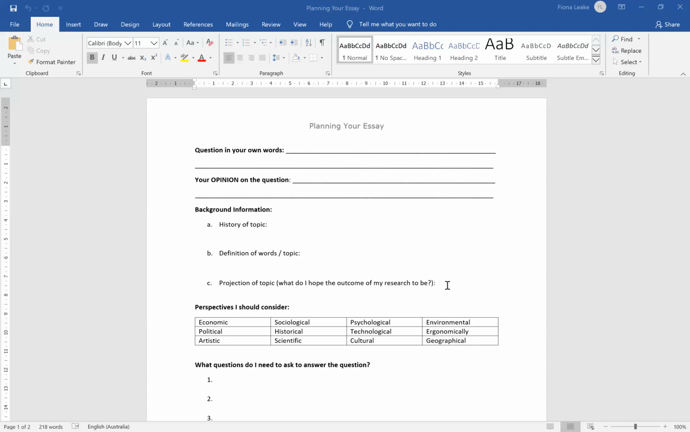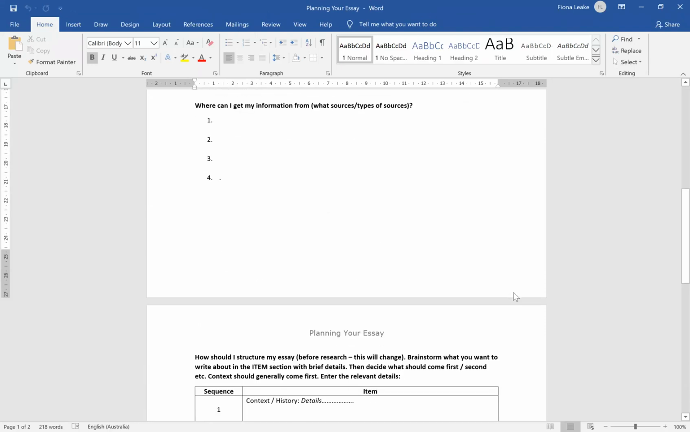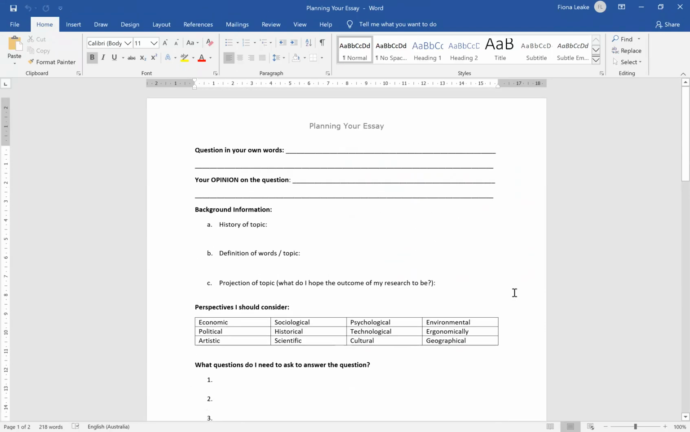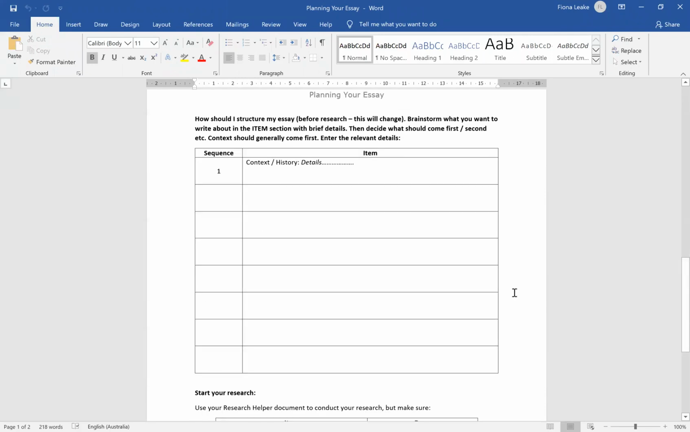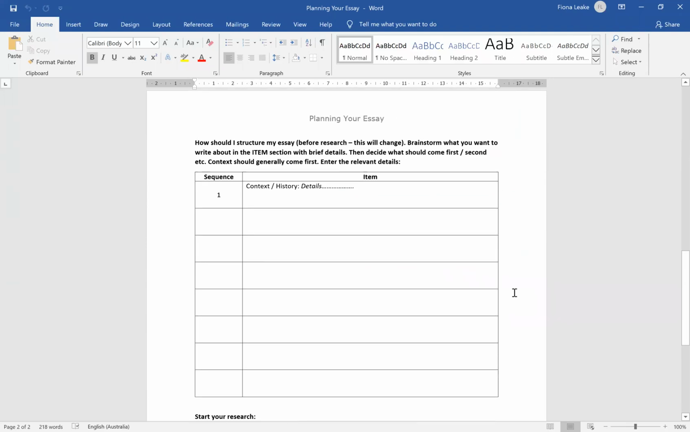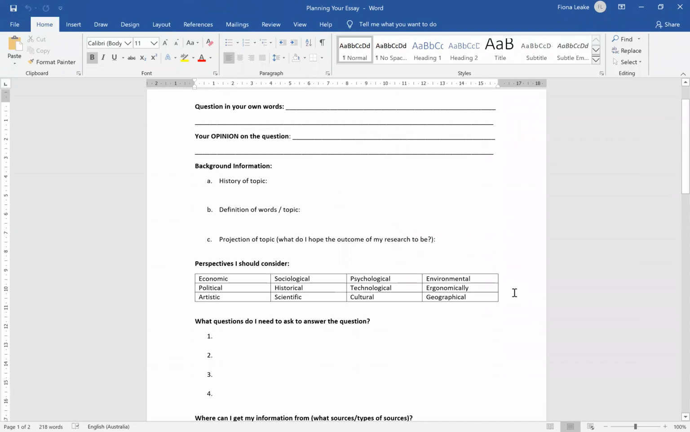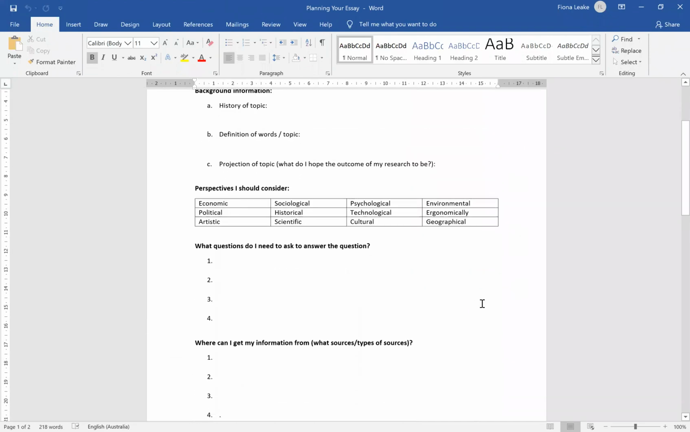Okay, so you're going to be doing all of that here for your own essay. And then we're going to move down into the next section. So we'll start off with this, and then we will look at this one in the next class. Okay, so don't worry about that one first. I just want you to complete this and get that through to me today.